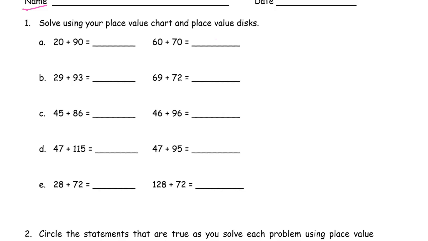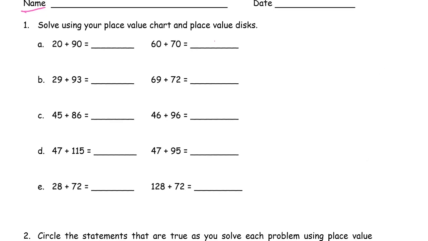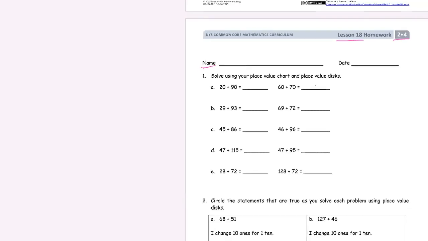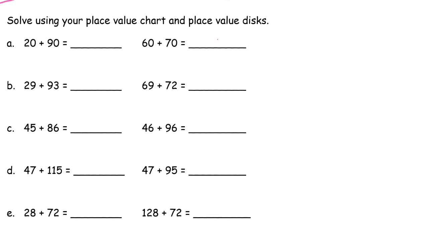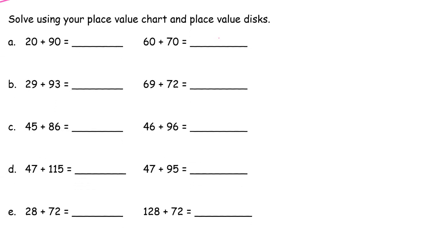And I'm going to have to cheat a little bit by zooming in. All right, so we've got 20 plus 90. This is going to be a lot of bundling 1s and a lot of bundling 10s. We'll just do the best we can to get it to fit here. These are going to have to be HTO charts, and you'll see right away why.